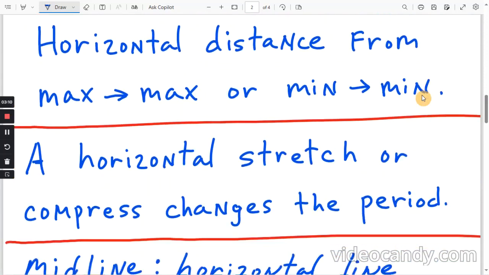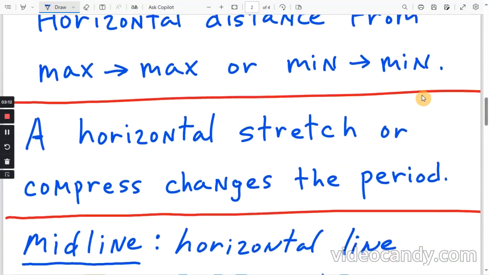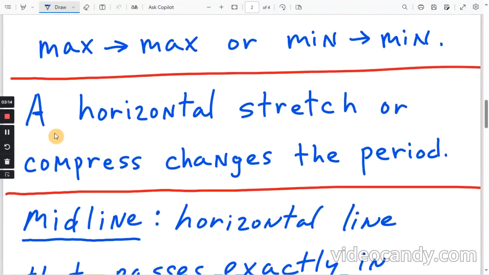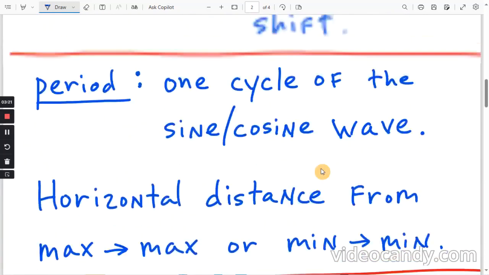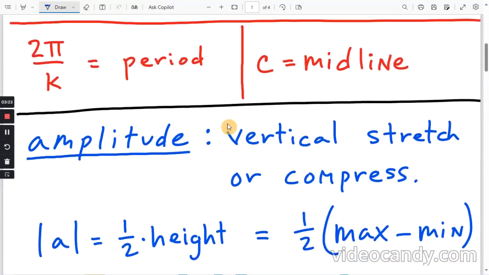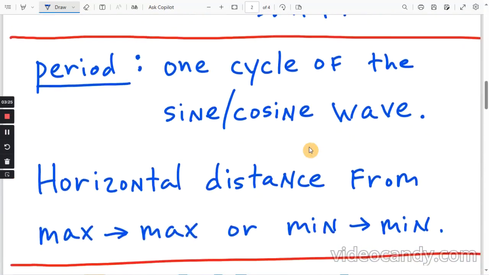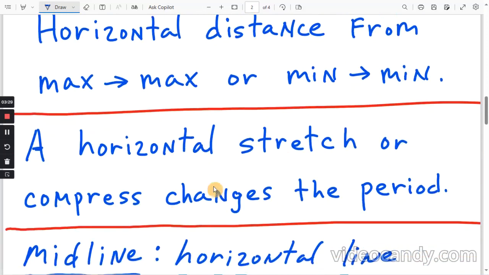All right, so let's look at the diagram. And I forgot to mention, a horizontal stretch or compression changes the period. The amplitude is the vertical stretch, but if there's a horizontal stretch, it's going to change the period. So let's look at the graph or diagram.